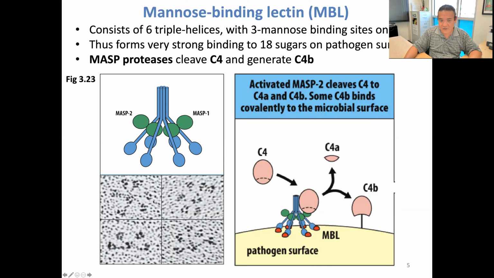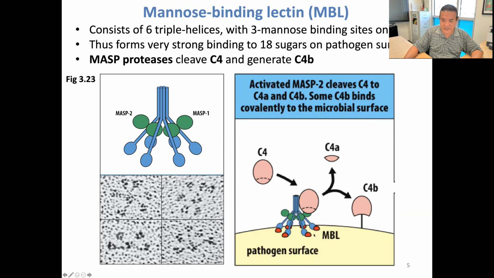Below, you can see some actual very high resolution zoomed in electron micrographs. So you can see that indeed the shape really does look like this bouquet of flowers. Right? So the MBL detects mannose sugars on the surface of a pathogen.